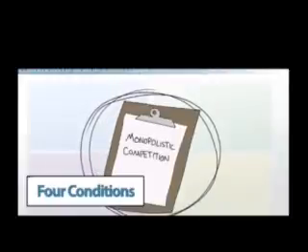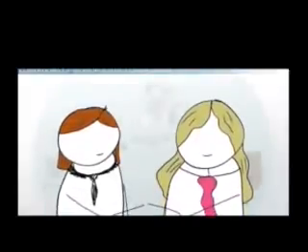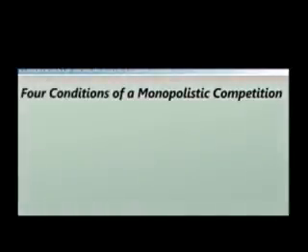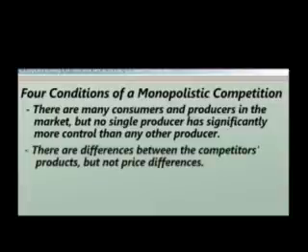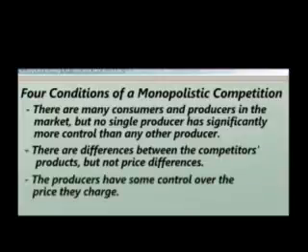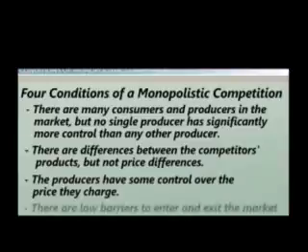There are 4 conditions that must be met for monopolistic competition to exist. These conditions influence how producers and consumers interact and ultimately determine the behaviors of industry participants. The 4 conditions of a monopolistic competition that must exist. 1. There are many consumers and producers in the market, but no single producer has significantly more control than any other producer. 2. There are differences between the competitors' products, but not price differences. 3. The producers have some control over the price they charge. 4. There are low barriers to enter and exit the market.